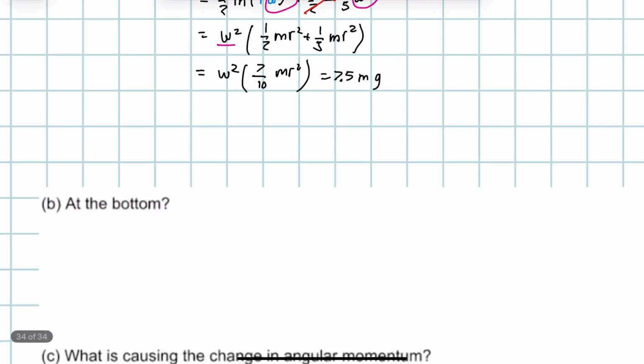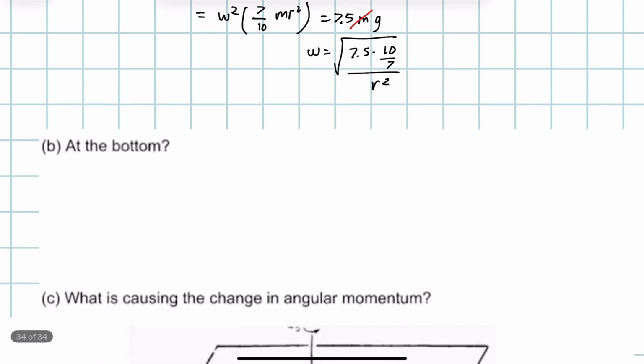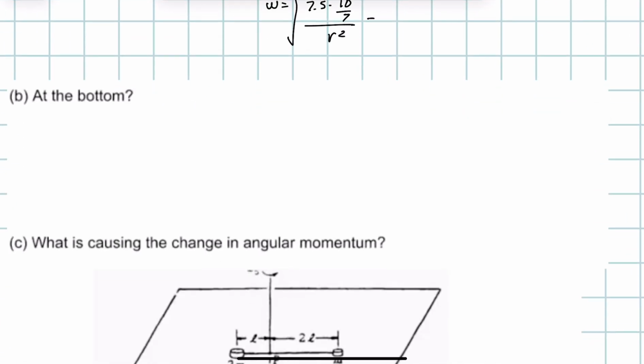So we can cancel out the m. Therefore, we're left with omega equal to the square root of 7.5 times 10/7 divided by r squared. Plugging this into our calculator, we get 51.8 rad per second as our solution for the angular velocity.